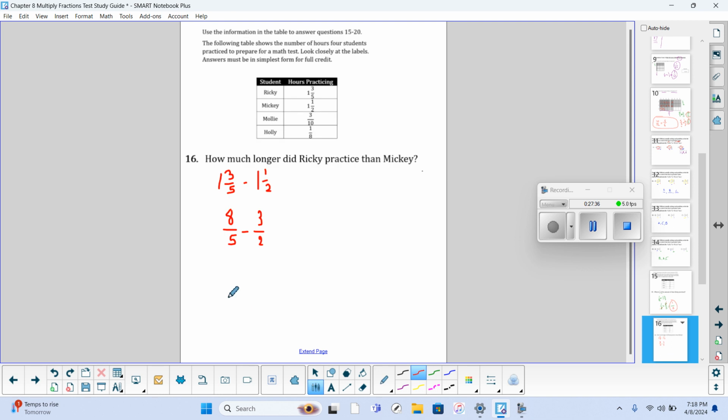All right, at this point, I need a common denominator. So the good common denominator used for these two would be 10. So 8/5 is equal to, well, I double 5 to get 10. So 2 times 8 is 16. I multiply 3 times 5, I get 15. So I get 16/10 minus 15/10. 16 minus 15 is 1. So it's 1/10. So how much longer did Ricky practice than Mickey? It's 1/10 of an hour.